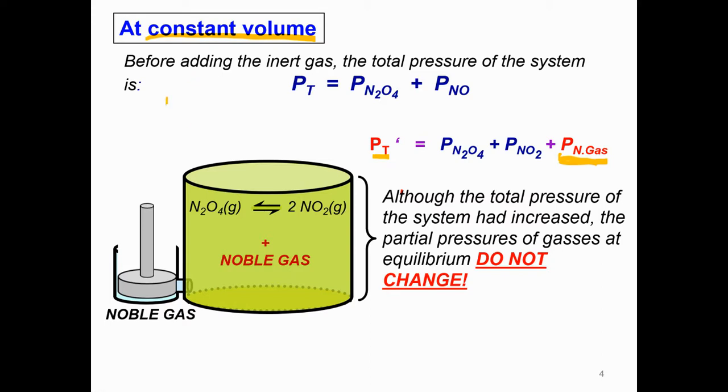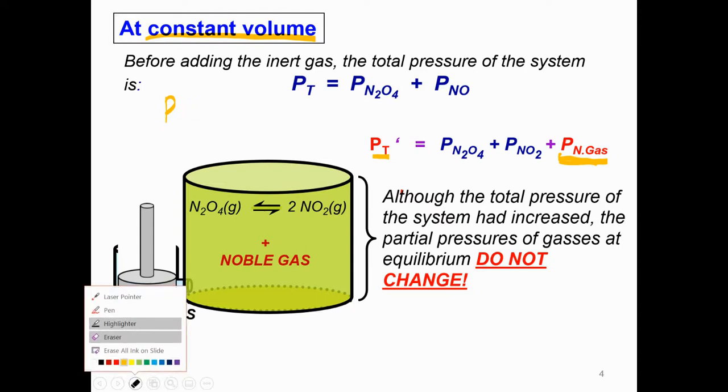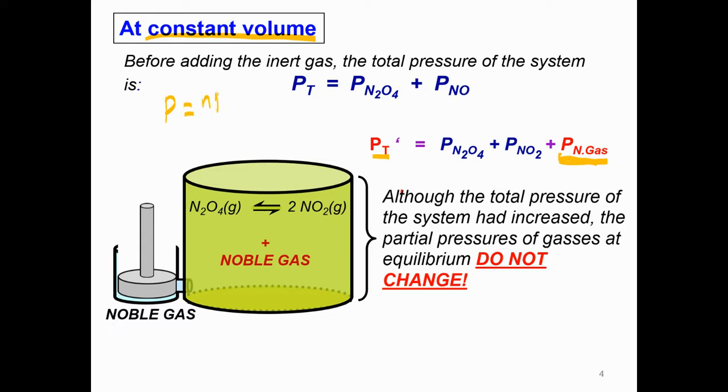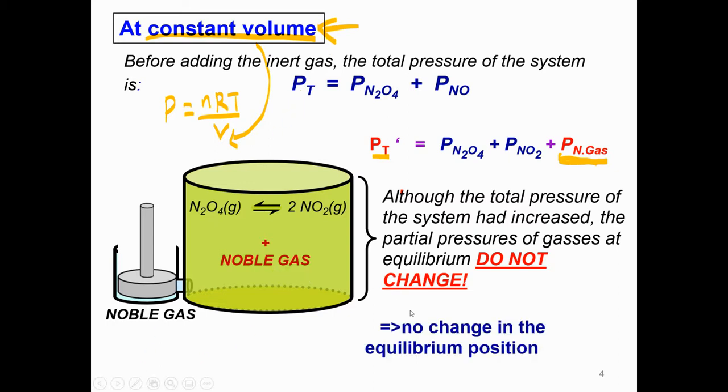So just a reminder, PV equals nRT. So what we have here is P equals nRT over V. Now because V is constant, it will not affect the pressure. And one more thing is we keep the volume constant, not the total pressure constant. So there will be no change in equilibrium position.